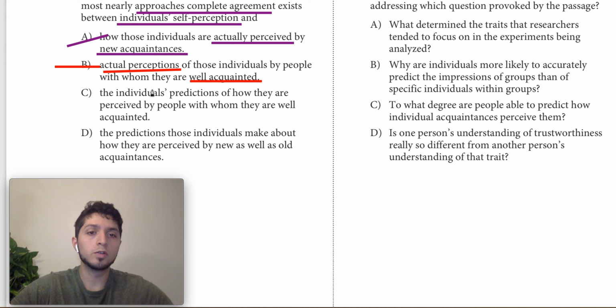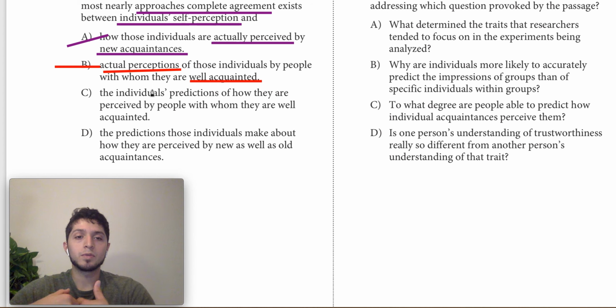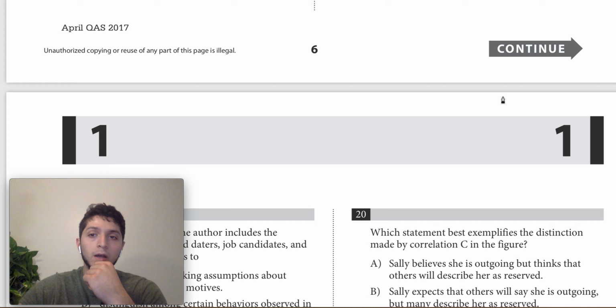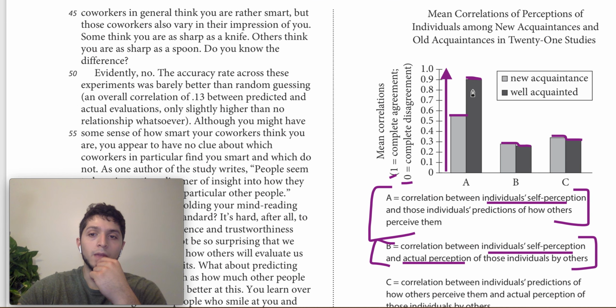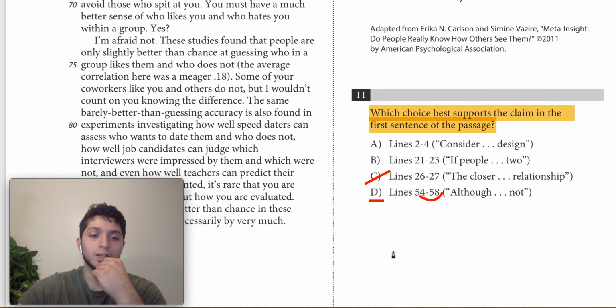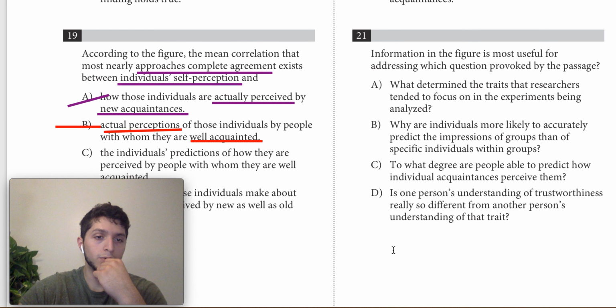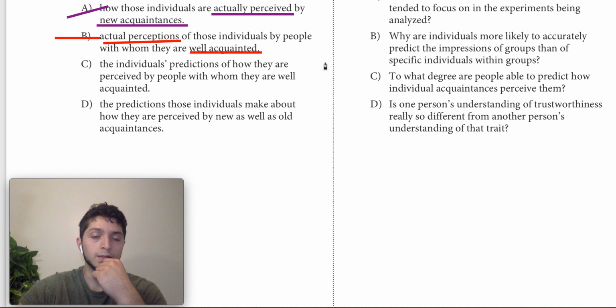C says the individual's predictions of how they are perceived by people with whom they are well acquainted. So this is my perception of myself versus how I think that somebody who knows me really well will feel about me. That's what C is saying. And that really is the one that we found up here, right? That it's well acquainted for A, self-perception, and those individual predictions of how others perceive them. So that's pretty much probably going to be our answer choice because that matches perfectly.